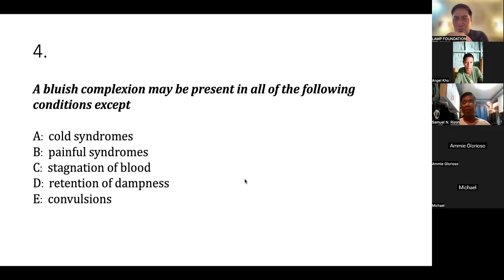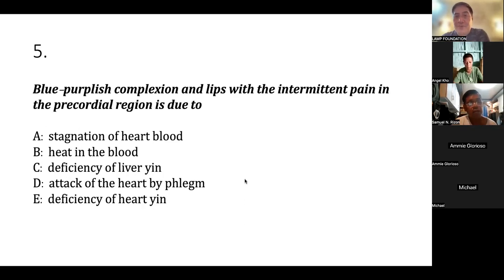When you talk about bluish, bakit siya naging blue? Nagkaroon po, Doc, ng stagnation. Stagnation. Okay, nagkaroon ng contraction ng blood vessels. Is that what we're trying to say? Yes, Doc. Mhm. Okay, let's go to number 5, Ma'am Angel.